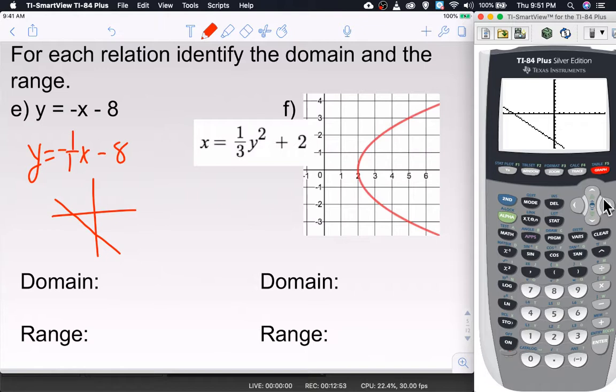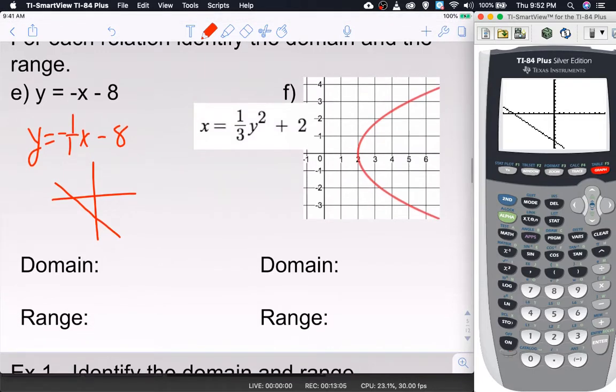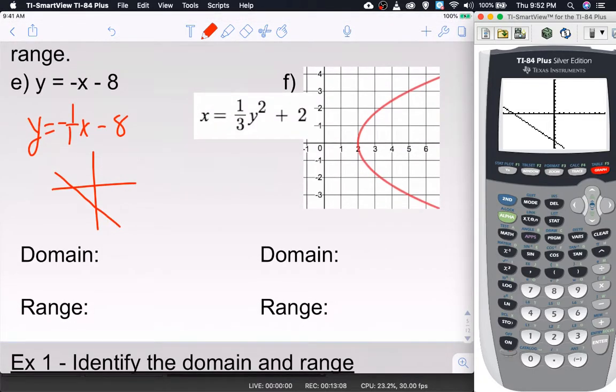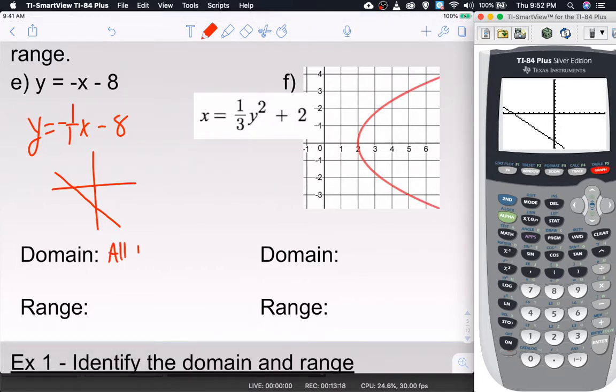So what x values is this allowed? Can I plug in literally any x in here? Can I plug in 100 and 1,000 and 1,000,000? Could I plug in negative whatever? Yeah. This function exists at all x values. If you would imagine a vertical line here, it will go through every single possible x value. So my domain is all real numbers.